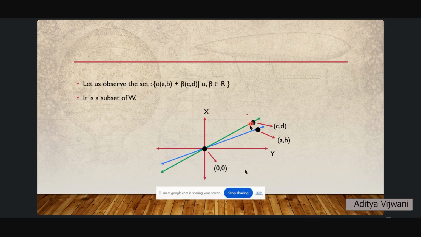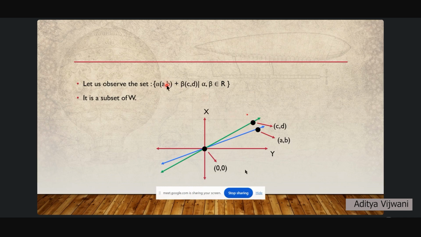So combining them, let me write a set, say alpha times AB plus beta times CD. We already saw lines passing through the origin. We can actually generalize that for any line. CD and AB are just general points, right? So it can happen for any line passing through the origin. But what if I take a linear combination of 2 points which are not on the same line? Understand this: the points on the line joining AB and the origin will not be the same as the points on the line joining CD and the origin.